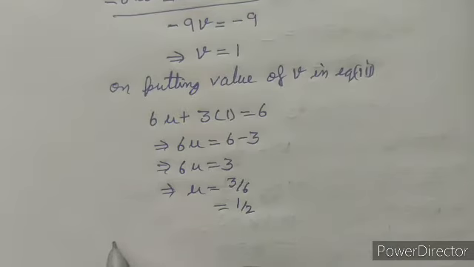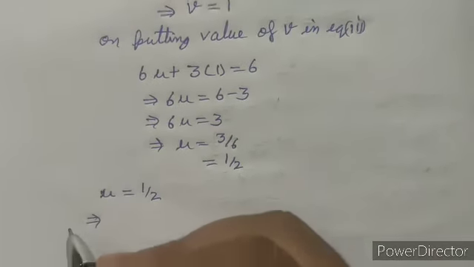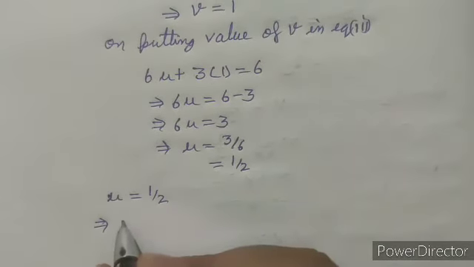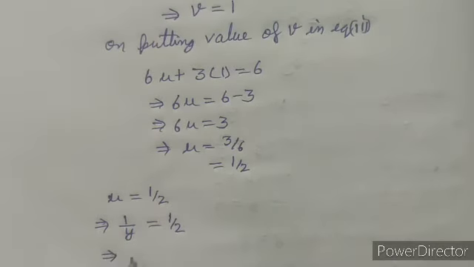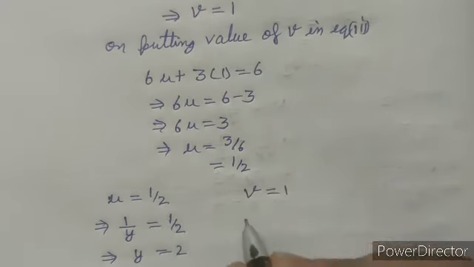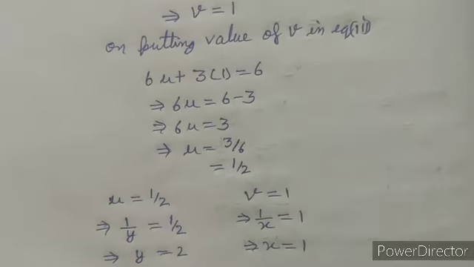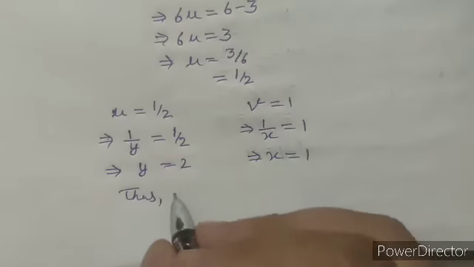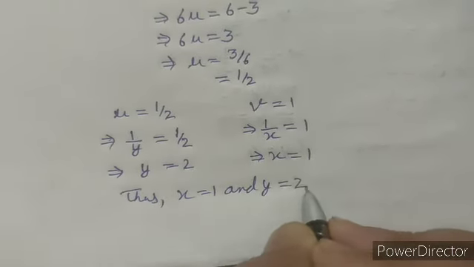Here we are getting u equal to 1 by 2, and we have taken 1 upon y as u. So 1 upon y will be equal to 1 by 2, and that will give us y equal to 2. And we are getting v as 1, and we have taken 1 upon x as v. So here x will be equal to 1. Thus we can say that x is equal to 1 and y is equal to 2.